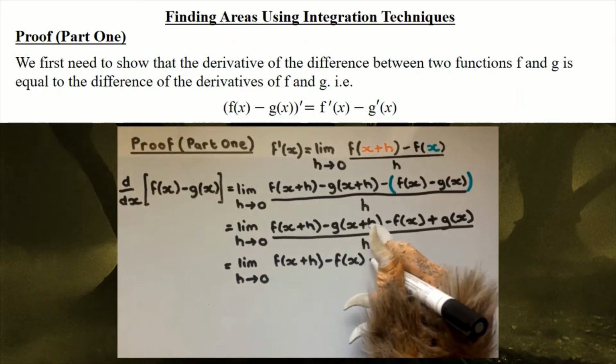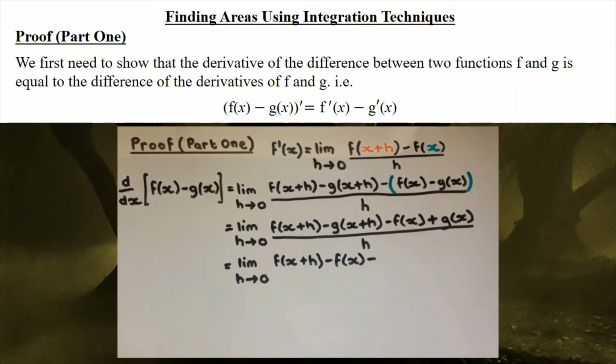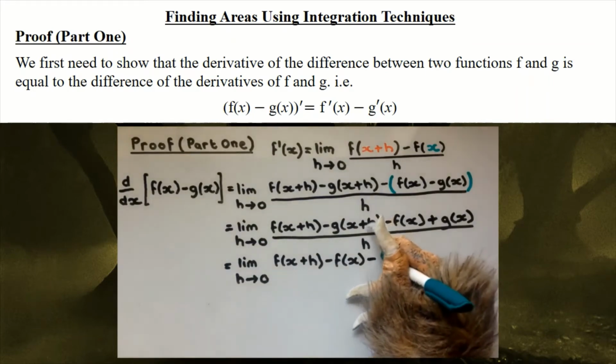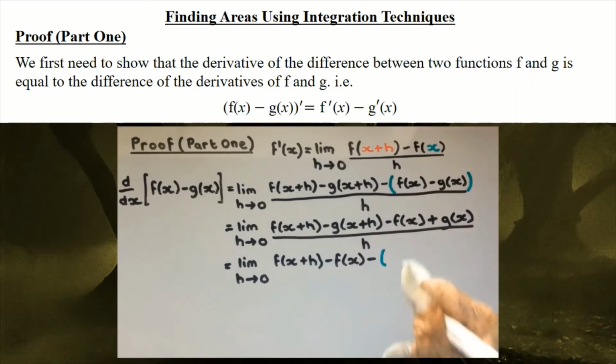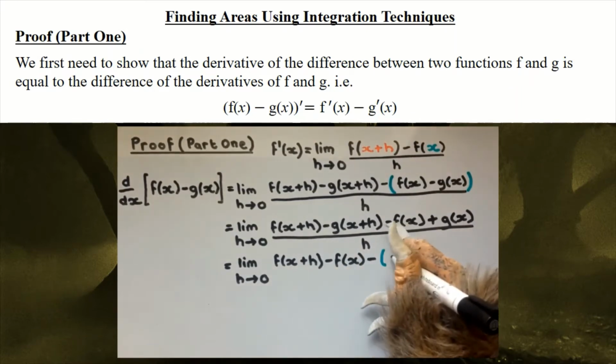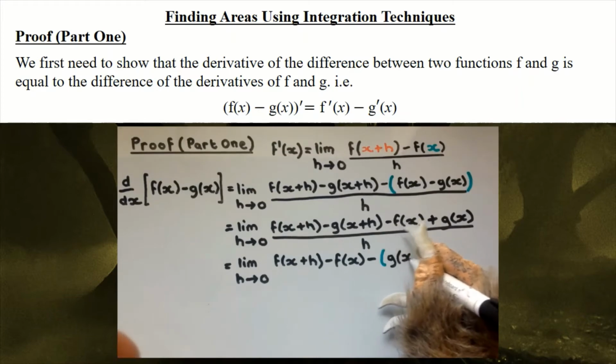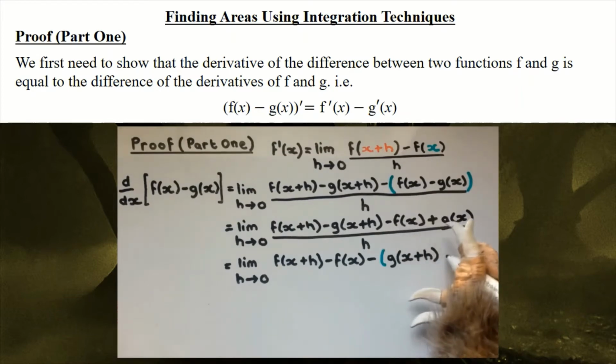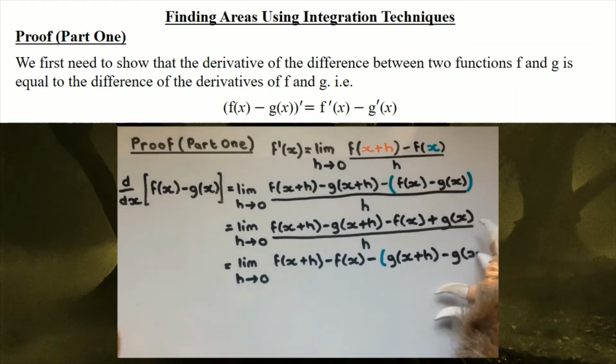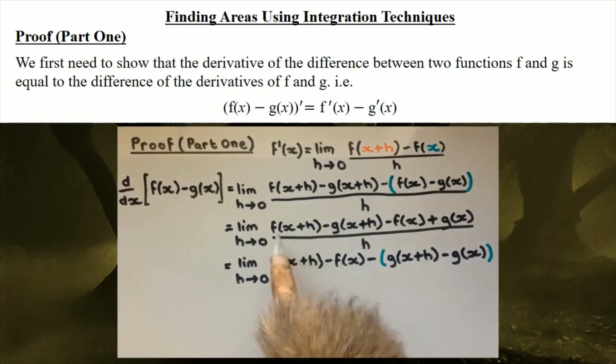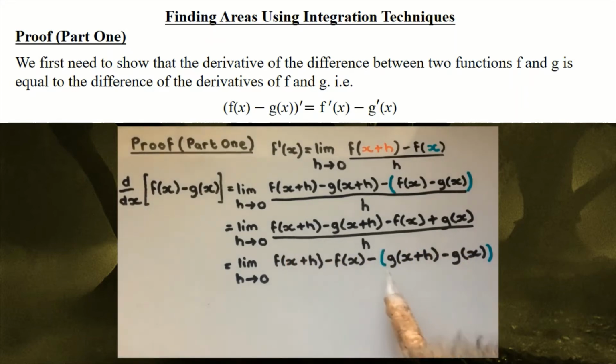I'm going to subtract, open a bracket again, g of x plus h subtract g of x, and then we'll close the bracket. And just convince yourself that that is actually the same as the step before. I've just collected the g of x plus h and the g of x together and subtracted them inside the bracket. All of this again is over h.